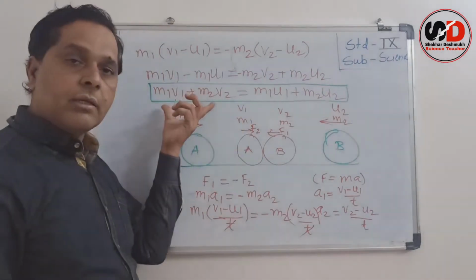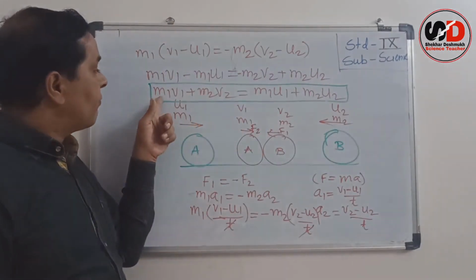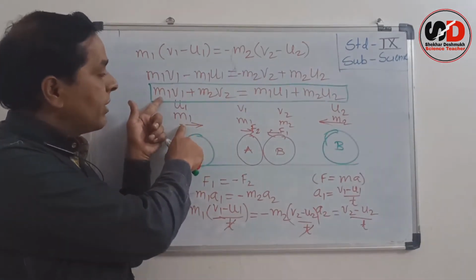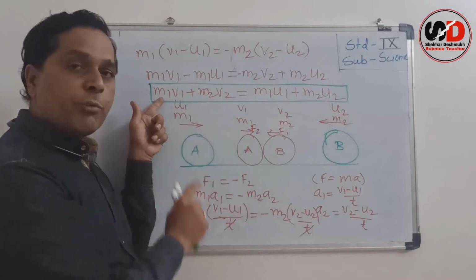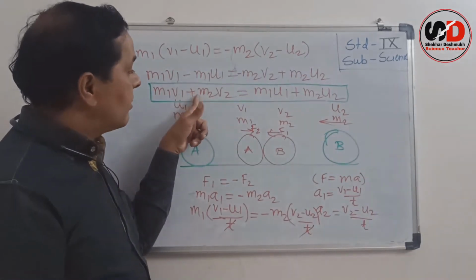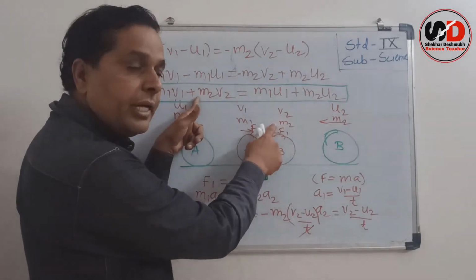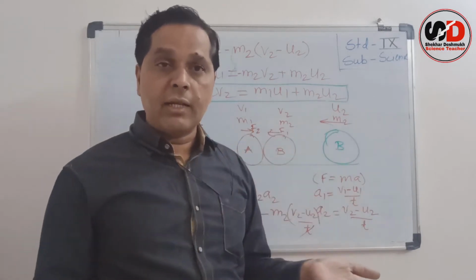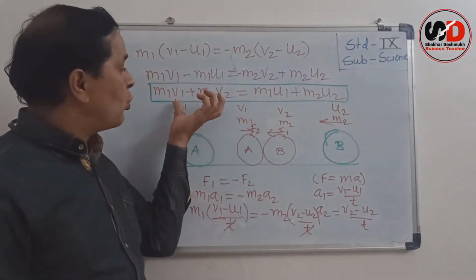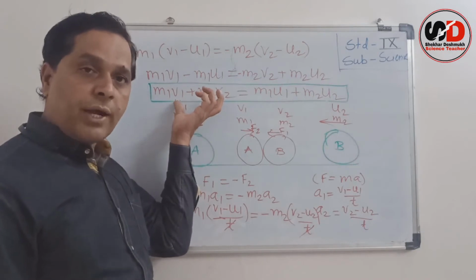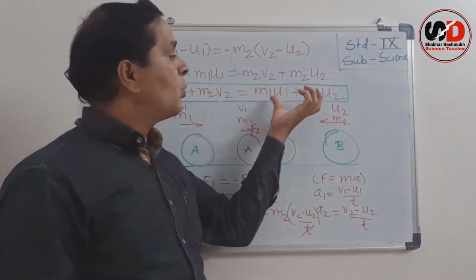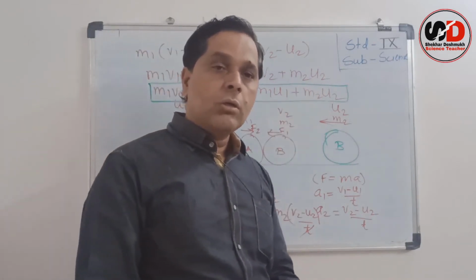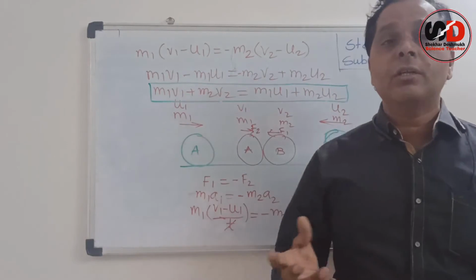What is this then? It is the final momentum of object A. m1 into v1, final momentum of object A, plus final momentum of object B, m2 into v2. After collision, the final momentum. So this is nothing but total final momentum. Total final momentum is equal to total initial momentum. So this is nothing but the conservation of momentum.